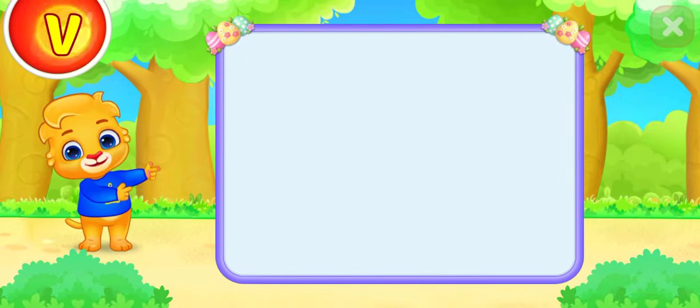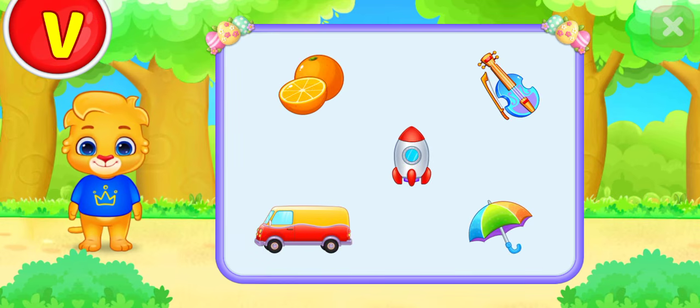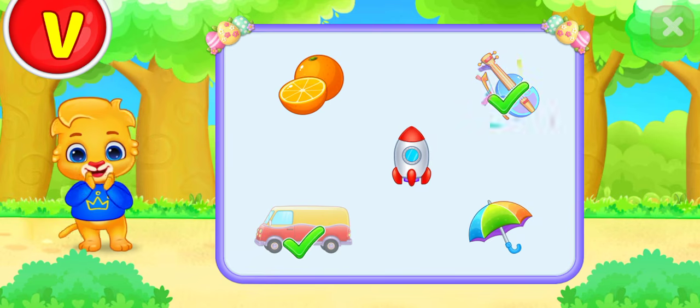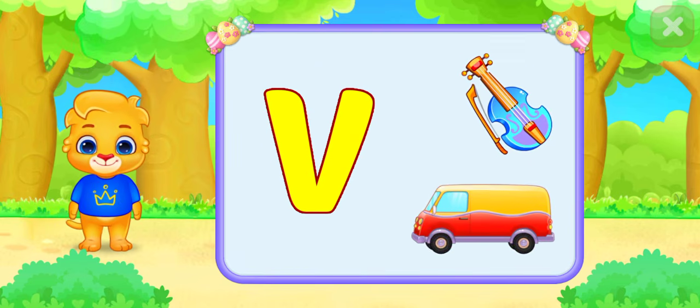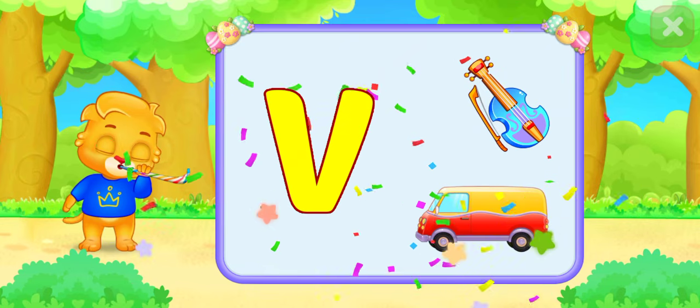Tap the picture that starts with letter V. V is for violin. V is for van. Well done.